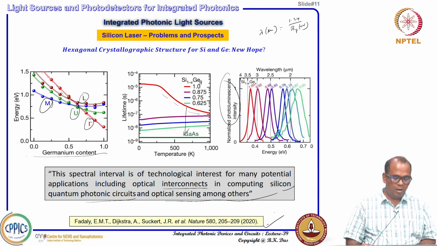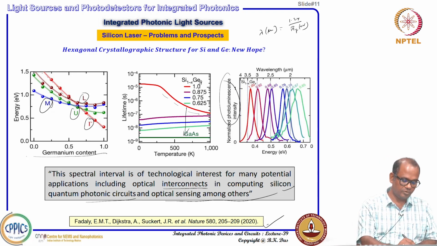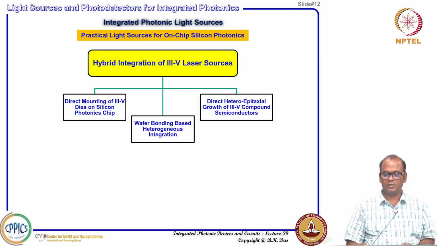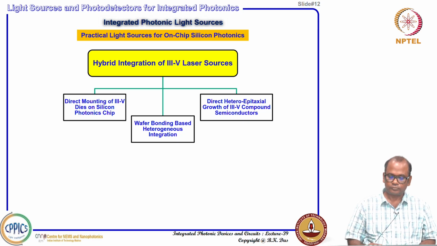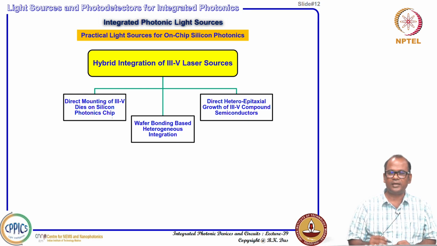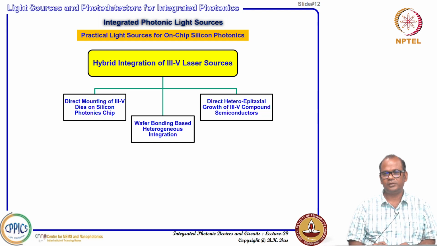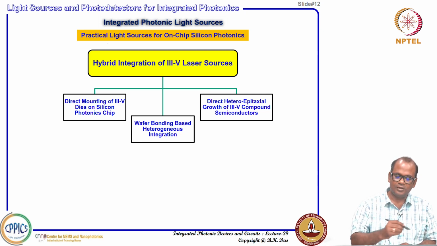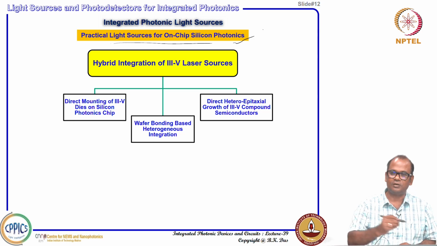It is upcoming technology for sure, but for industry application purposes, it is still a long way to go. Normally people used to have different types of integration techniques, that means hybrid integration of III-V laser sources. So, there are 3 different techniques people are using for hybrid integration. What are those? For silicon photonics, photonic integrated circuits I mean to say, the practical light sources for on chip silicon photonics.